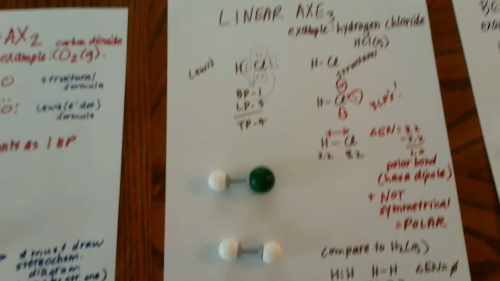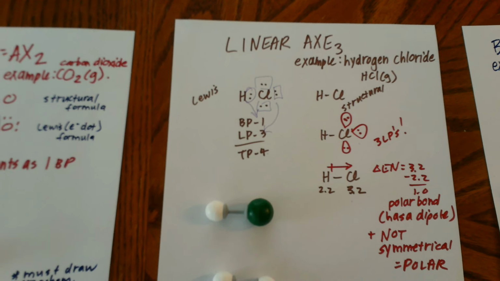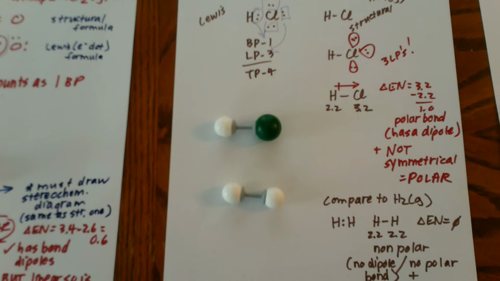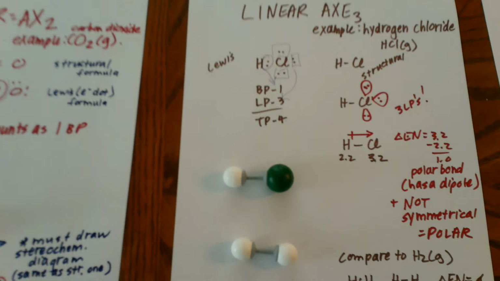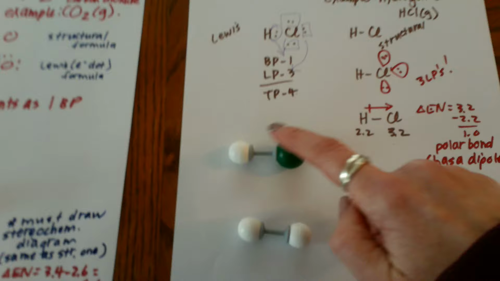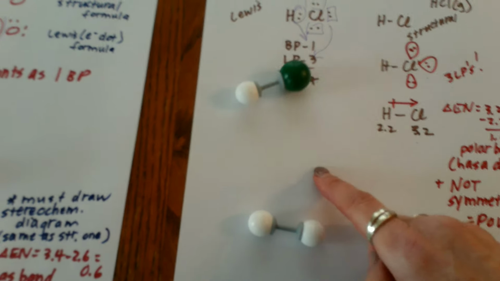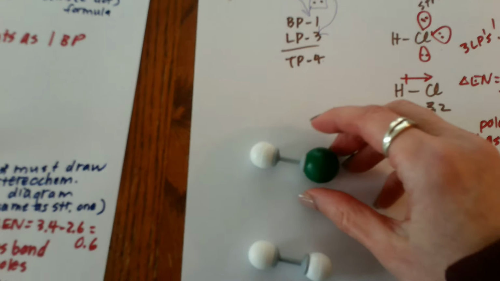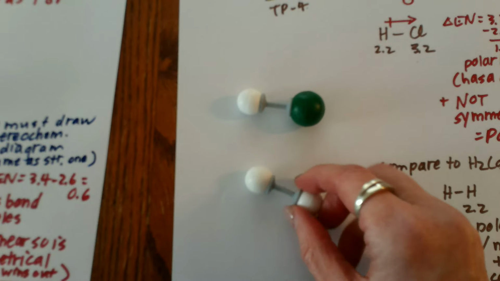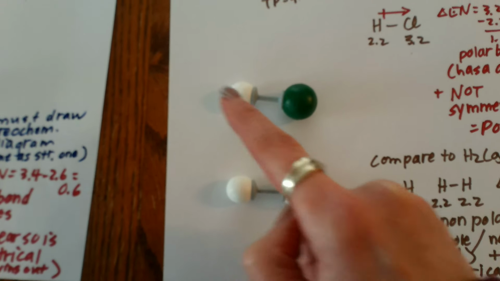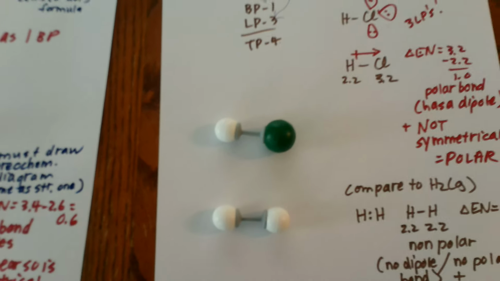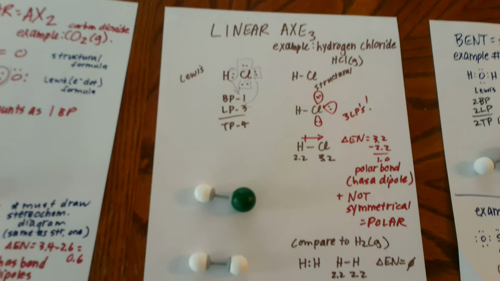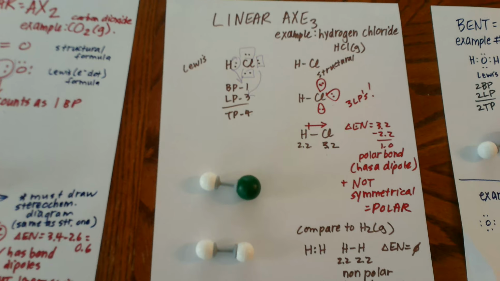Let's do another couple of linear examples. I've got 2 for you on this page, hydrogen chloride and hydrogen gas. I have the molecule HCl, and just plain hydrogen as this molecule. H is the white atom, and the green atom is chlorine. Here there's 2 hydrogen atoms. So this is linear. These are both diatomic.